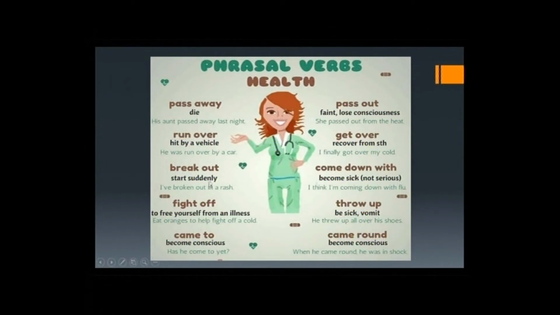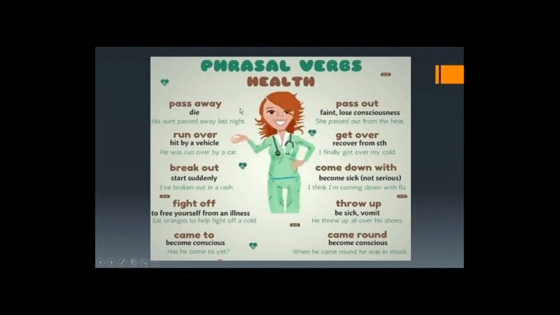Break out, start suddenly. I've broken out in a rash. Okay, so break out, एकदम कुछ शुरू होना. Fight off, to free yourself from an illness. The person is recovering, or this thing helps fight off a cold. Came to, become conscious. Has he come to yet? Now it's a very different kind of verb that you can use. So if he is getting consciousness, has he come to yet? Pass out, it's faint. As I told you in advance, faint means behosh hona, lose consciousness.